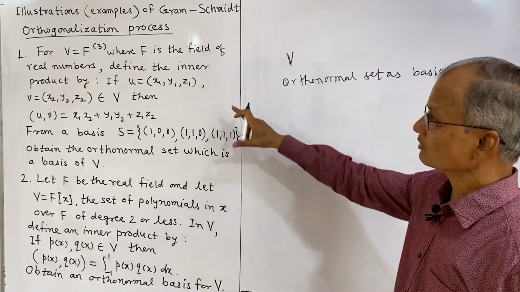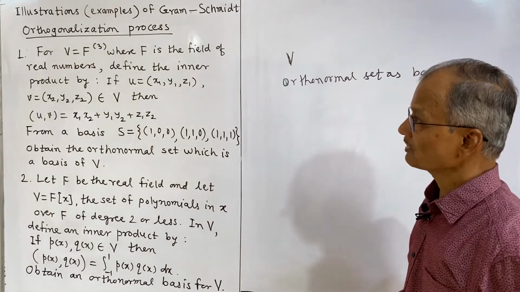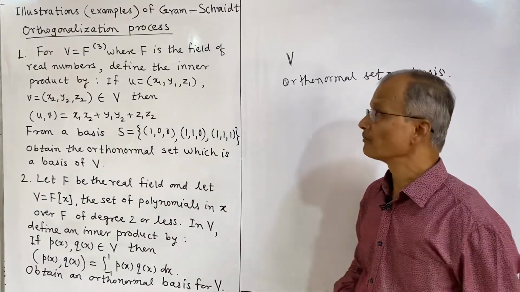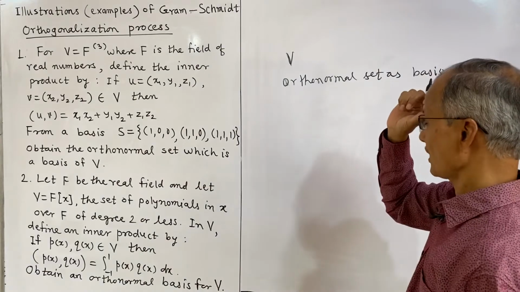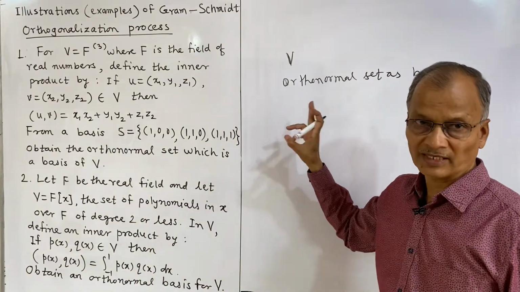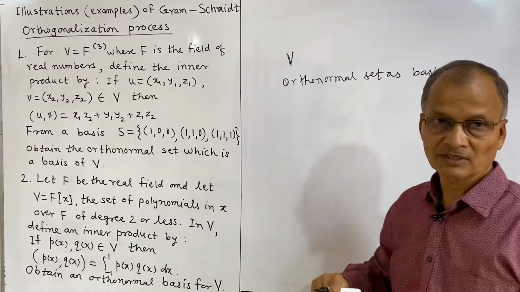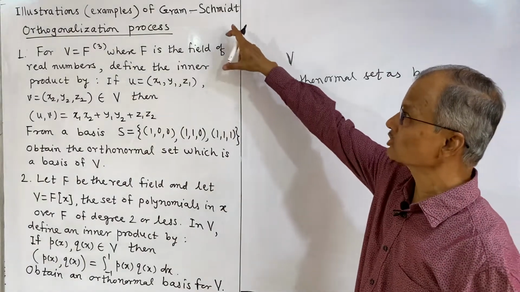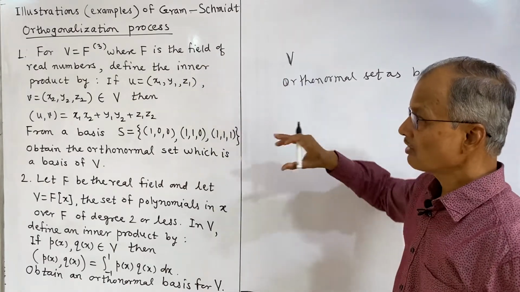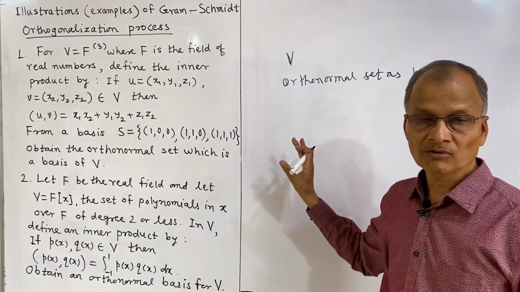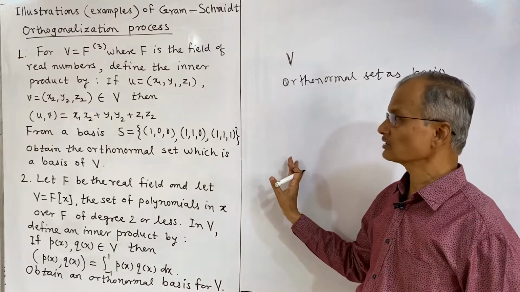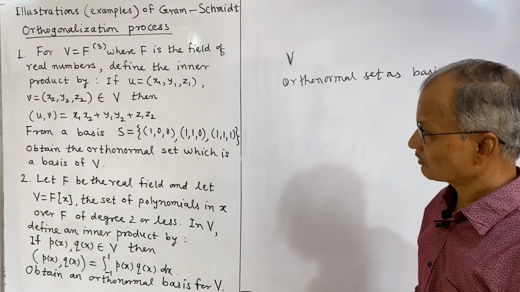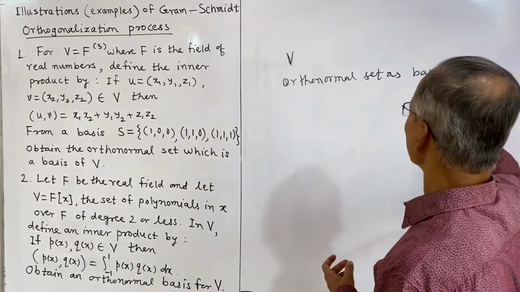So, I have written here two problems, and we shall use the same procedure that we used in the proof of the theorem, that a finite dimensional inner product space has an orthonormal set as a basis. We have used that construction in the Gram-Schmidt orthogonalization process, and the same construction we shall use to solve these problems. We shall solve these two problems one by one.